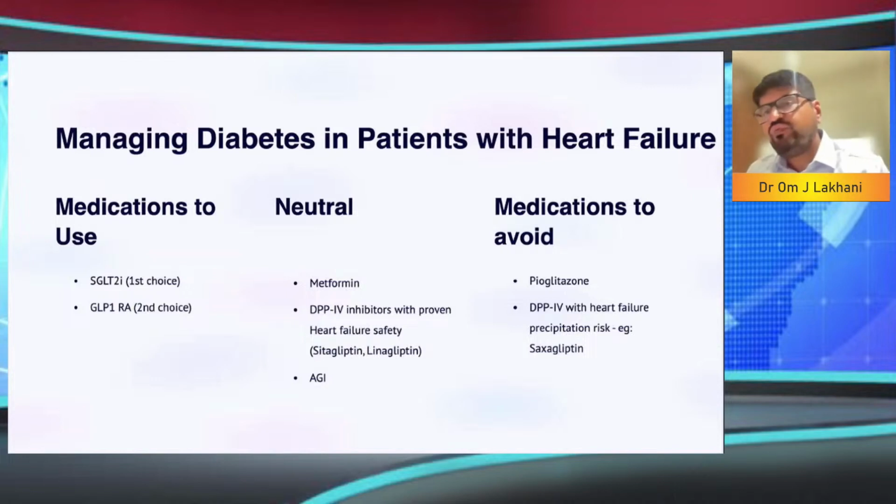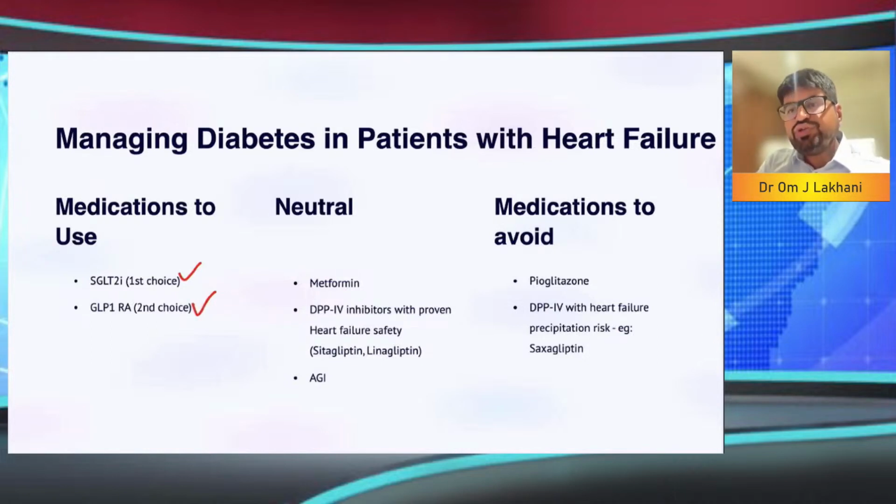If you have a patient with diabetes and heart failure, there are some medications which you should use, there are some medications which are neutral, and there are some medications that you need to avoid. Medications that you should definitely consider using: SGLT2 is a must in these patients. You could use GLP-1 receptor agonists in certain situations where SGLT2 may be contraindicated or may not be effective.